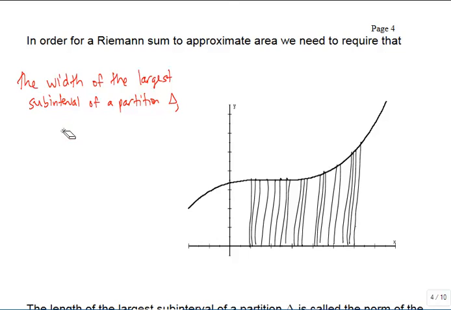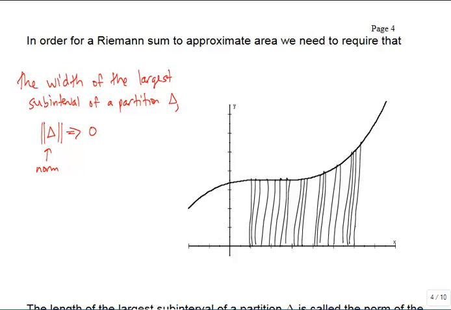Let me make it a little bit neater for you. You get these double bars, and then you put your triangle inside. That's called the norm. We need to ensure that the width of the largest subinterval, which is called the norm, goes to 0. And if it doesn't go to 0, then we're not going to get exact area using that particular partition with that particular Riemann sum.